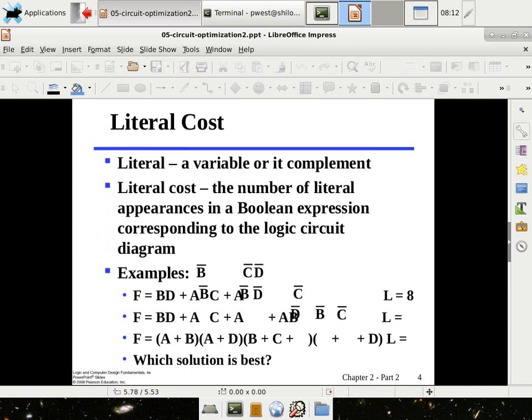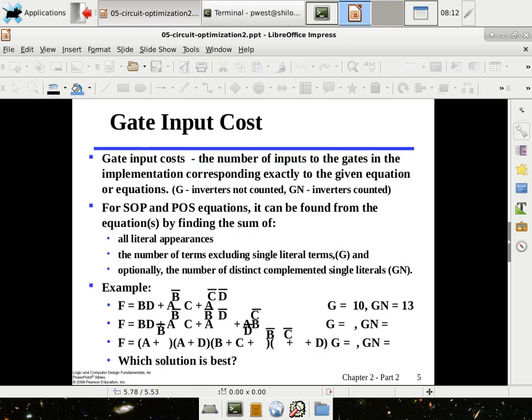I count 8. Yeah. 8? All right. So the question is, which solution is best? 8. The least amount. So it would seem that 8 would be the best for now, at least with the literal count. Right. But of course, there's other things that we need to look into, which may add to it.